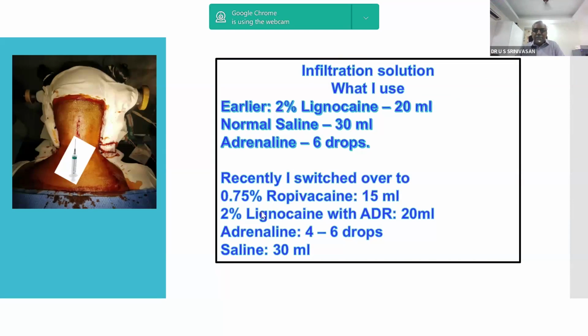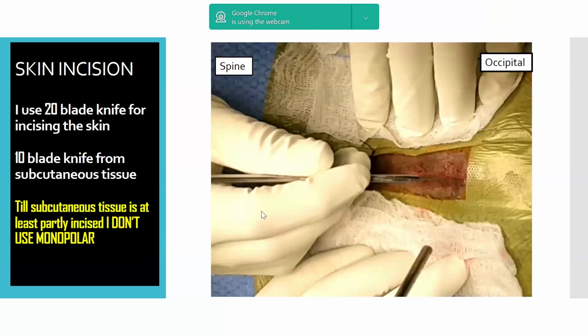Initially, I was using lignocaine with normal saline for the infiltration solution, but my anesthetist asked me to switch over to ropivacaine, lignocaine and adrenaline 6 drops, and I am using it. I hope I am audible and clear. Hello? Yes, sir. Audible, sir. Fine.